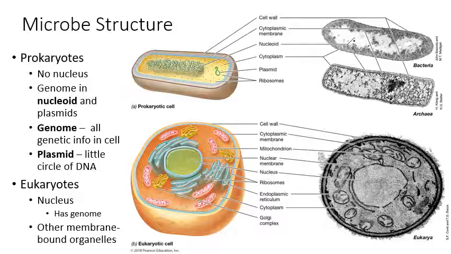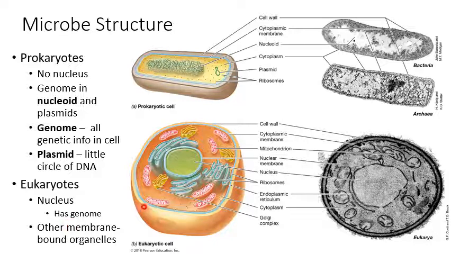So in a prokaryote, since there's no nucleus, they can't store it there. Instead, they have what's called a nucleoid, which is just kind of a poorly organized part of the cell where their genome, where their DNA is all kind of bunched up. Then they can also have plasmids, which would be little circles of DNA that are separate from the nucleoid. And the genome is just all of the genetic information in the cell. For most cells, that means all of the DNA in the cell. Well, actually, I should say for cells, that means all of the DNA in the cell. For viruses, it sometimes means something different.